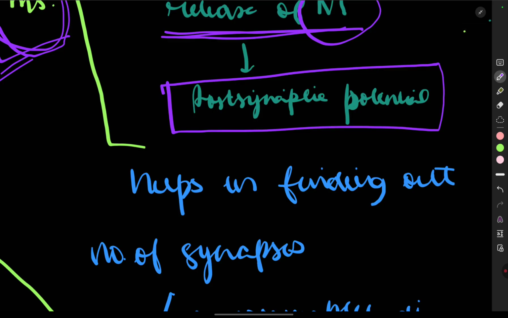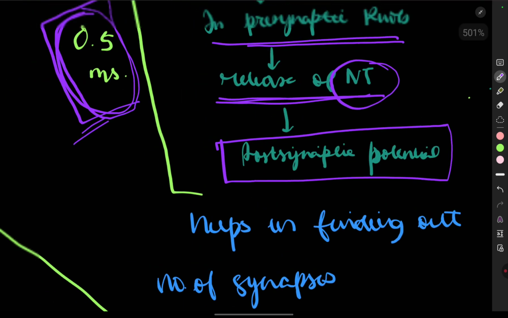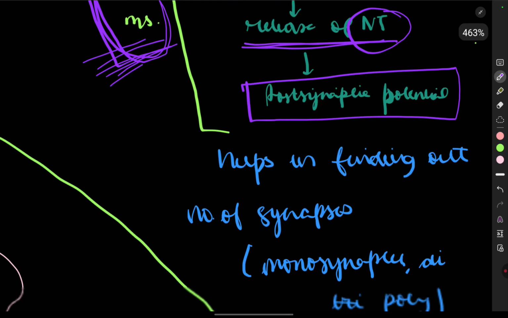The changes occur in the postsynaptic neuron, the ionic basis, the movement of the ions, and either depolarization or hyperpolarization occurs, that is, either excitation or inhibition respectively. So that occurs and the response is seen. This occurs in only 0.5 millisecond.